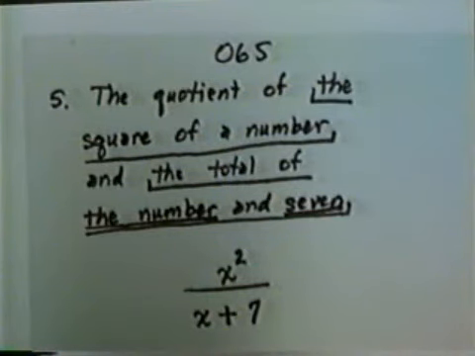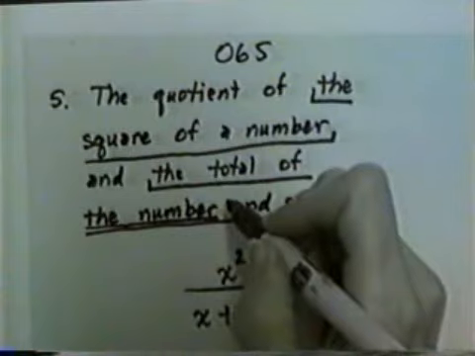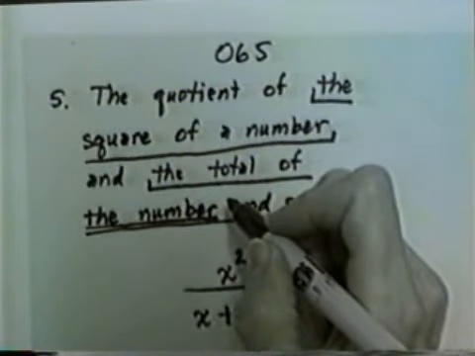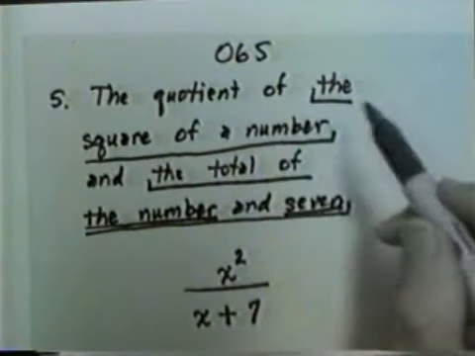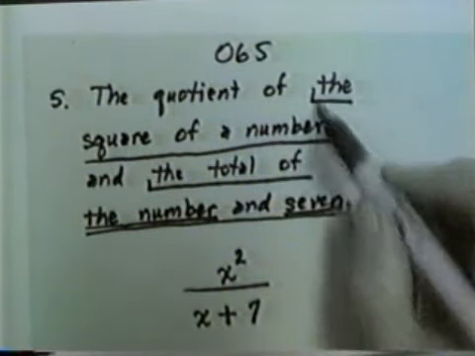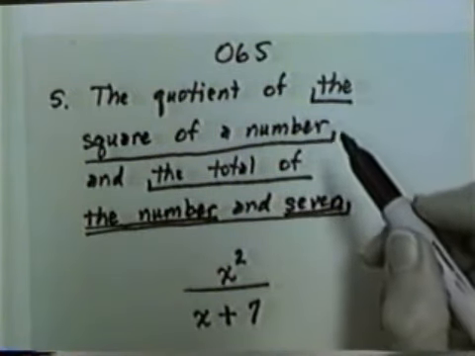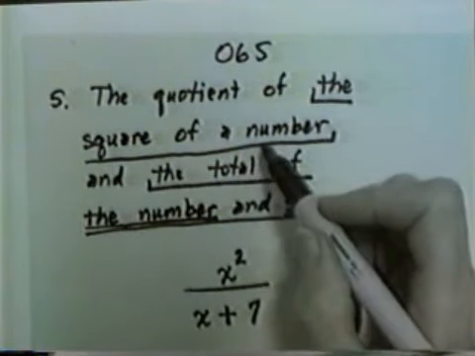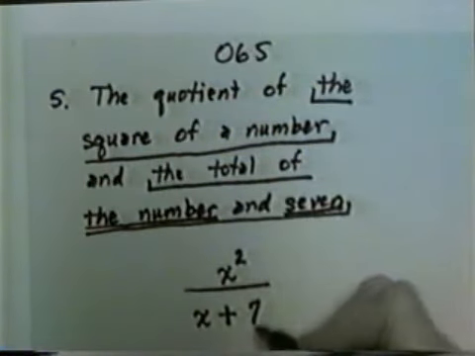This one is a little bit like having parentheses inside brackets. The big picture is the quotient of one thing and another. But within each of these two things, the numerator expression and the denominator expression, we have to decipher what is used for each part. The square of a number is our numerator. The total of the number and 7 is our denominator.